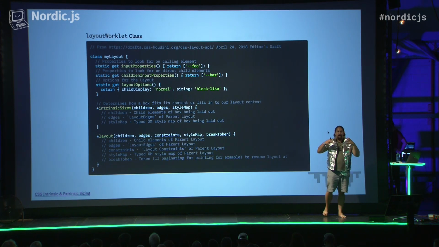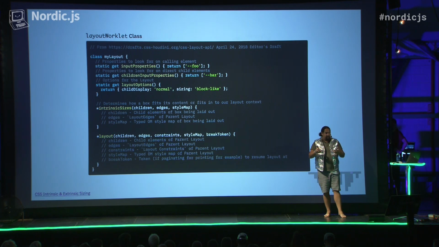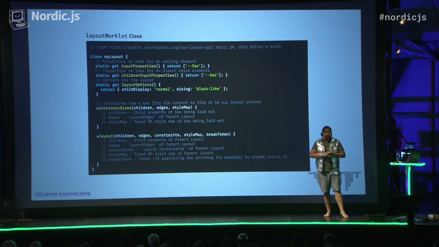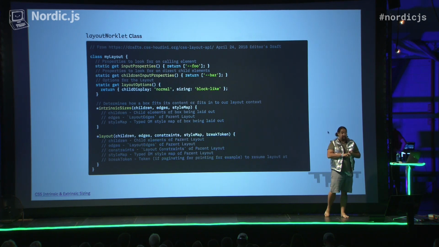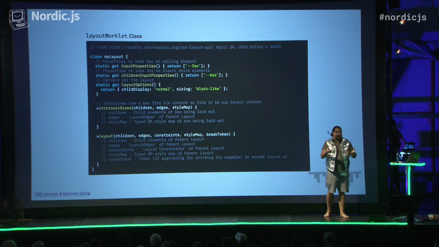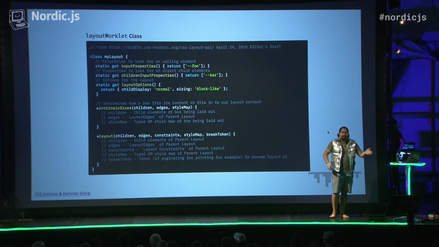We have a worklet for the layout API, which takes input properties, which are things like grid gap for CSS grid. That would be an input property for the parent layout. We have things like child input properties, which are things that we want to understand about the actual child being laid out, so something like align self or grid column. And we have some layout options which will determine how the layout actually behaves. So does it transform it into blocks like flexbox or not?